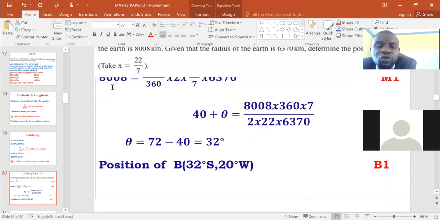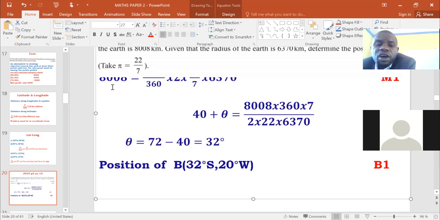The moment you find 72 degrees, we award you A1 for finding the 32 degrees. That is the value of theta. But the last one mark can only be awarded when you clearly state the position of B, which is now 32 degrees south, 20 degrees west.